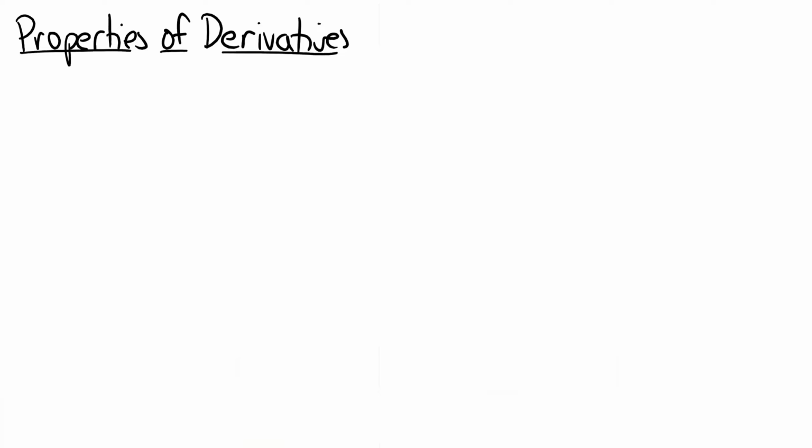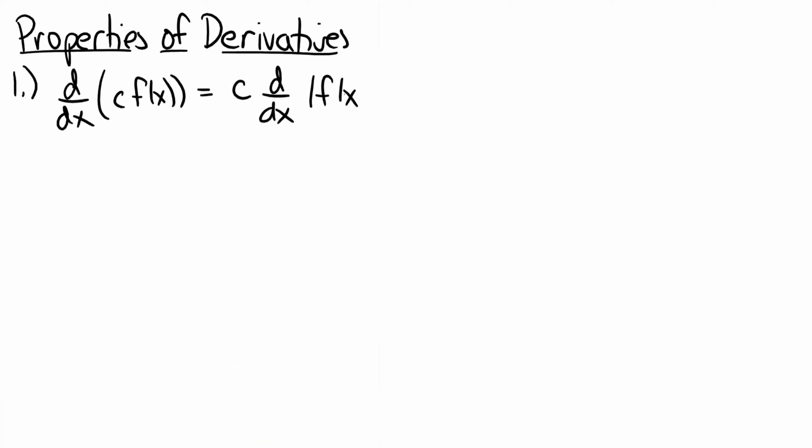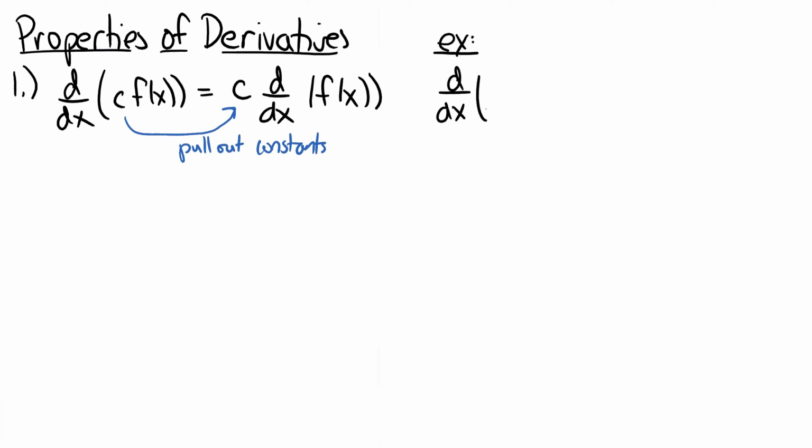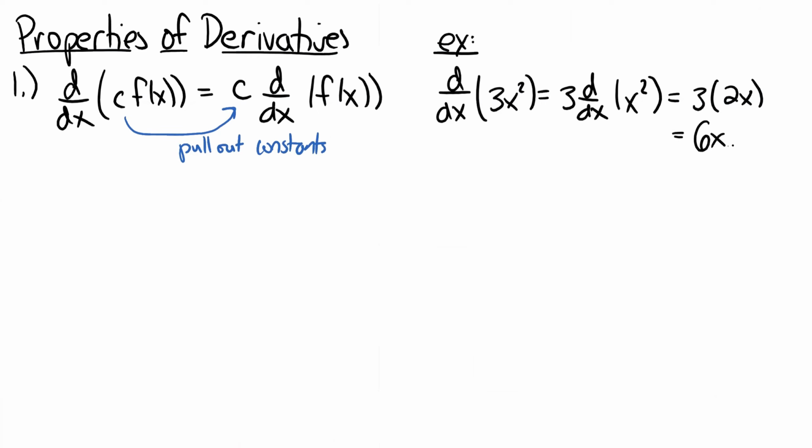There are some properties that let us compute the derivatives of more complicated functions. First, when you want to take a derivative of a constant times your function, you pull out the constant and deal with the derivative of just your function. For example, the derivative of 3x squared is 3 times the derivative of x squared, which is 3 times 2x, or 6x.